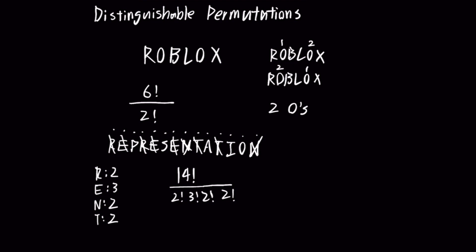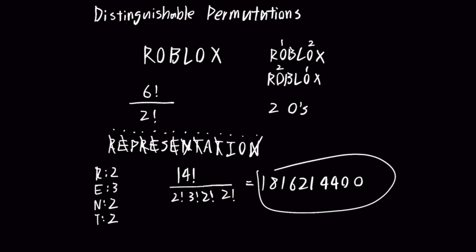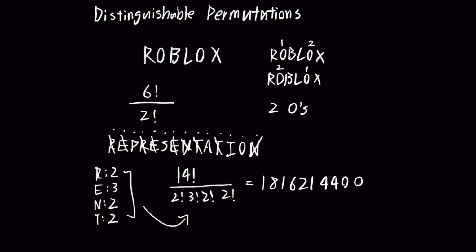And okay, so this is a large number. I did not intend this, but we got 18162144400, and I'm not even going to try to pronounce that number. So we have this many ways to respell representation, but whatever this number is, it is going to be less than 14 factorial, that's for sure. Because we have these different reoccurring letters, we have to put these over the 14 factorial, because we don't count the rearrangement of 2 identical letters as a different arrangement because the difference isn't distinguishable, hence the name distinguishable permutations.